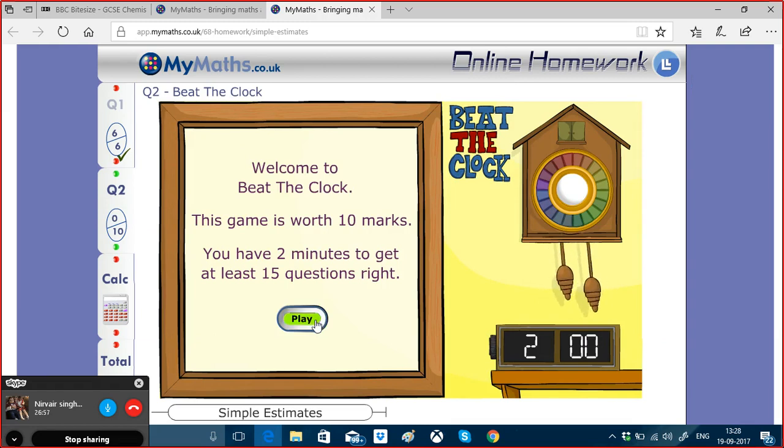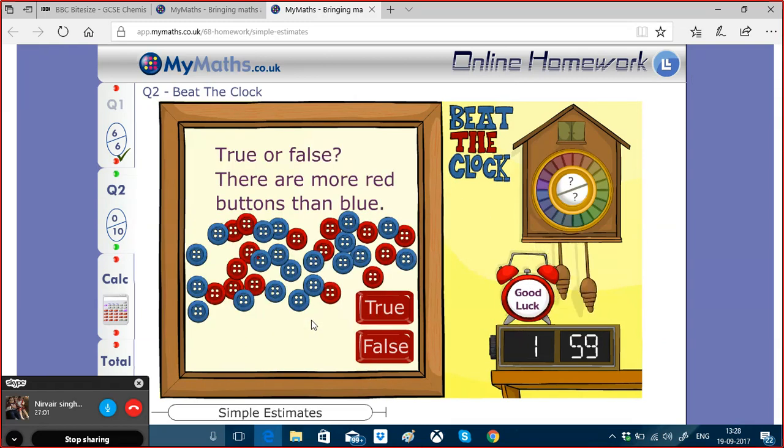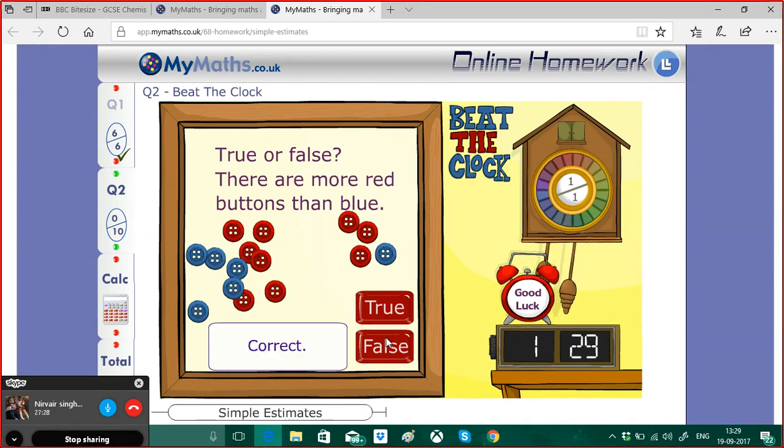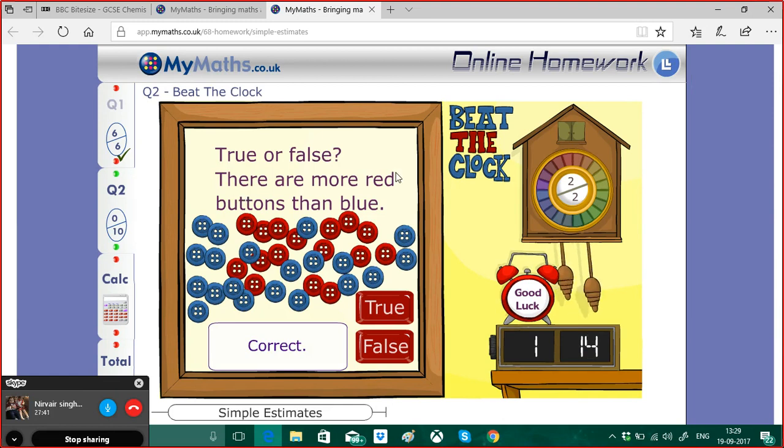Now we don't have to play. What is this one? Okay, here they are asking that there are more red buttons than blue. Is it true or false? Seeing this one, can you tell me that? False. Okay, you have to give me an answer quickly. There are more red buttons than blue buttons. True. Great. There are more red buttons than blue buttons. False.